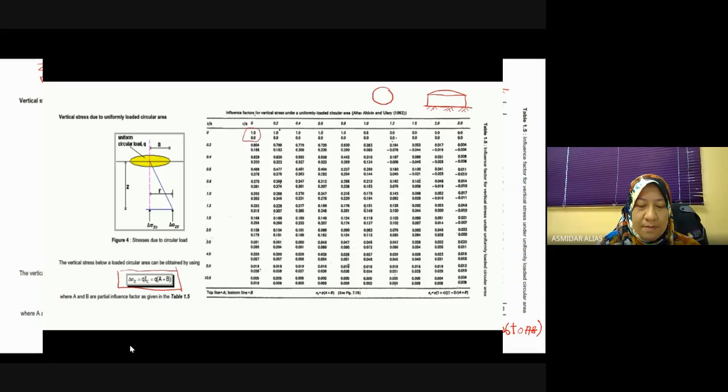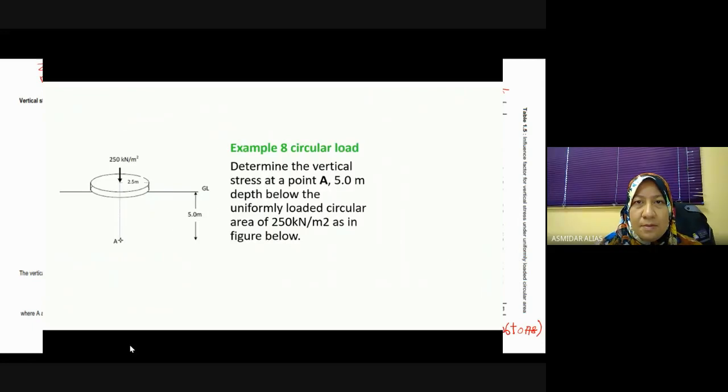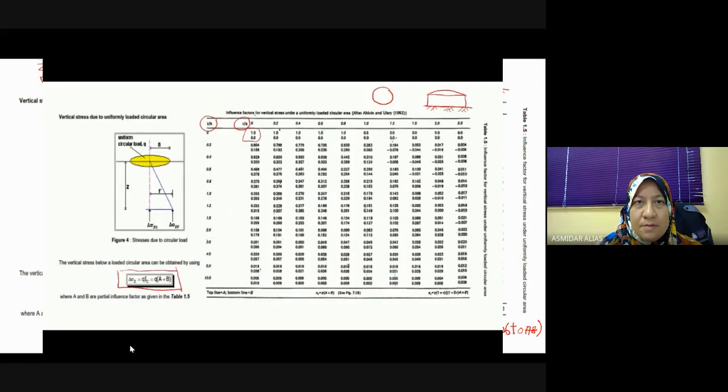Q is multiplied by, in bracket, A plus B. So of course, we need to see the parameters involved. This one is Z over A and this one is R over A. Now our task is to define what is Z, what is R, and then what is A.